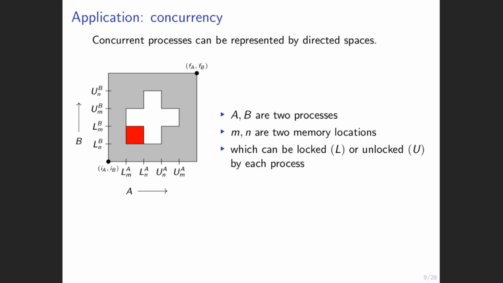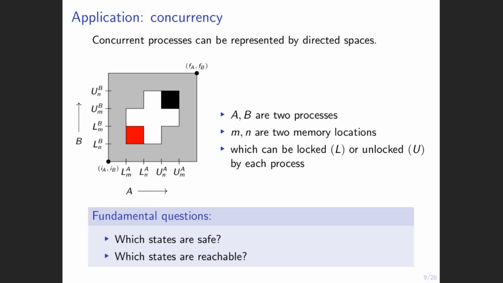Okay. Oh, and I had these colors here. So these are the non-safe states. Those are the unreachable states. And these questions are very homotopical in nature. They're all about paths. Are there any paths here to the final state? And how many paths are there from the initial state to the final state up to homotopy?